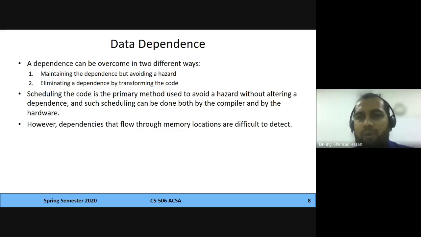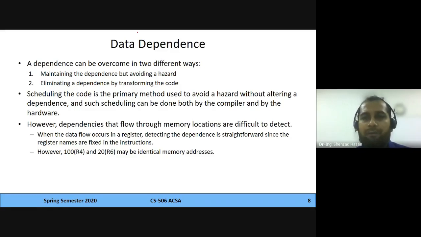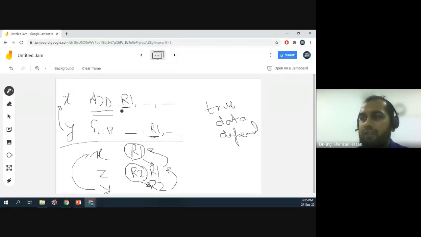In these examples, we were looking for dependencies where we can find names of registers matching, but it would be difficult if you're talking about the same thing for memory. It can happen that two memory locations have the same name, but they're referring to different locations. Or it can happen that they have different names, but they are also looking at the same memory location. This can happen with load and store instructions. This was simple, because we had R1 and R1, so we were talking about register names, which are easier.